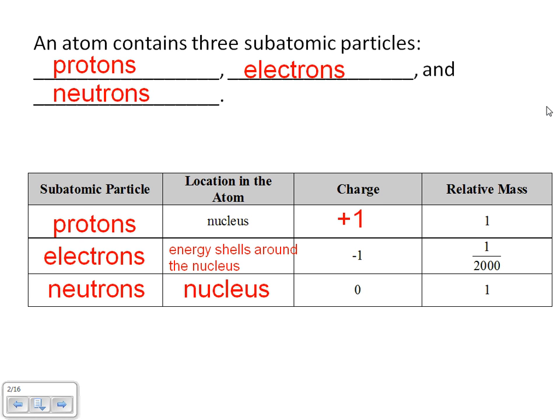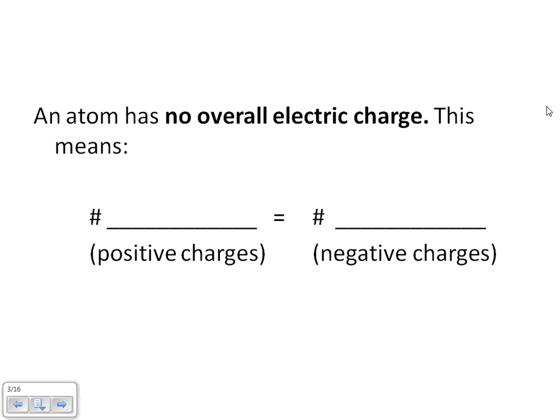So there are some characteristics of protons, neutrons, and electrons that you need to know about. An atom overall has no electric charge. This means that the number of positive charges has to equal the number of negative charges. So in an atom, your number of protons always has to equal the number of electrons.